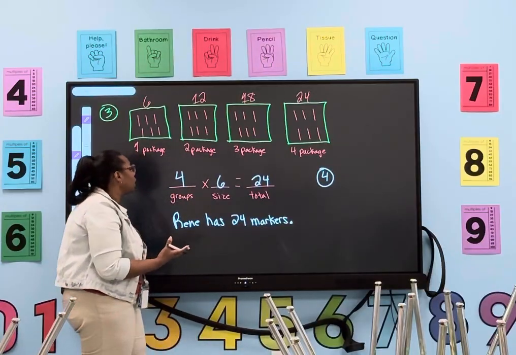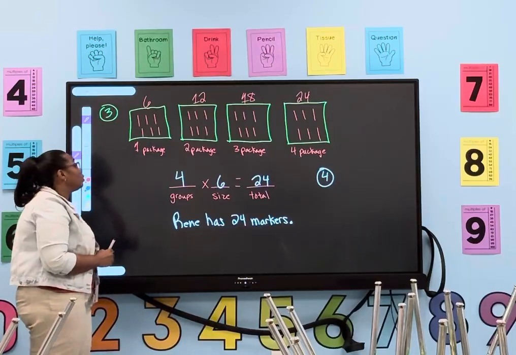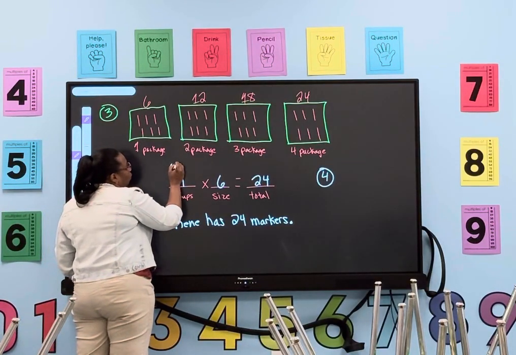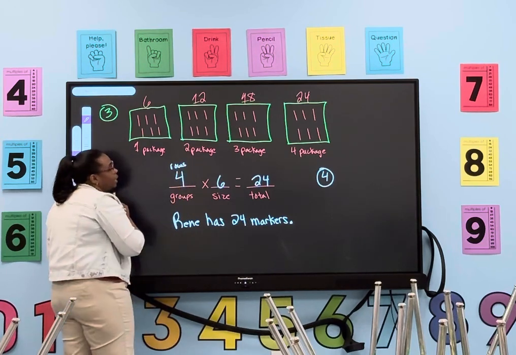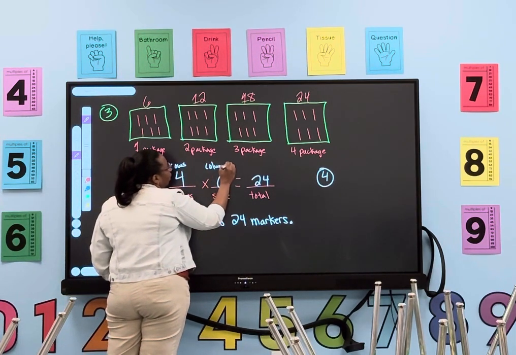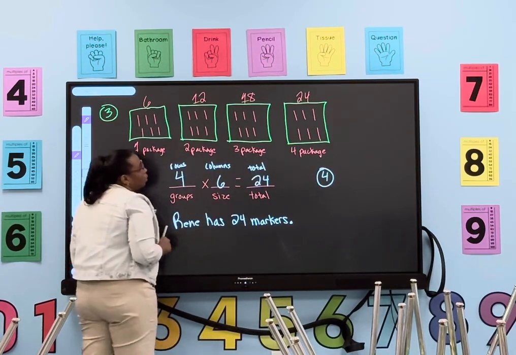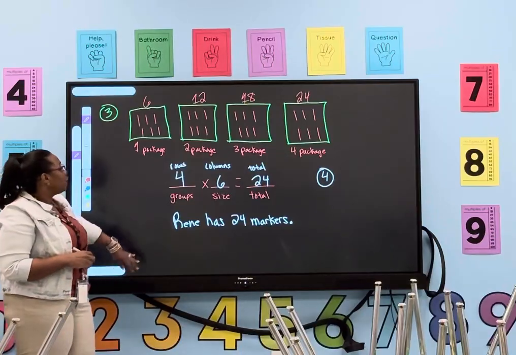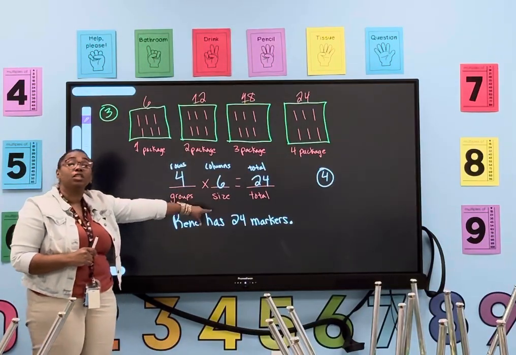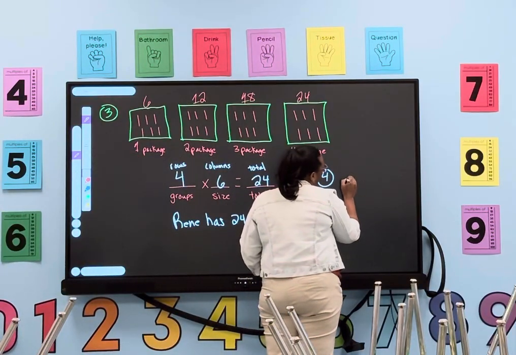So if the multiplication sentence we used was 4 times 6, remember when we do an array, the first number when we do an array is for your rows. The second number is going to be for your columns. And the last number is going to be your total. So for my array, that means I'm going to have 4 rows, and then I'm going to have 6 in each row. So let's draw that array. So this is 4 rows with 6 in each row.